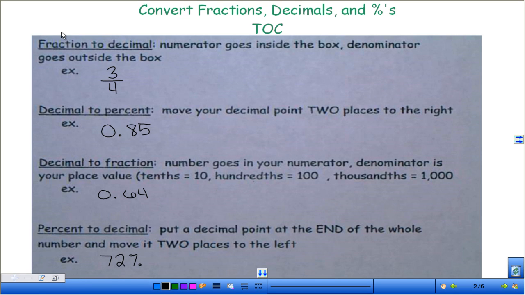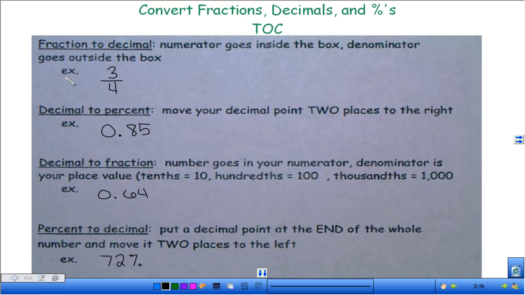So the first one we're going to talk about is how to change a fraction to a decimal. It's the first one on your little half page. To change a fraction to a decimal, your numerator goes inside the box, your denominator goes outside the box, and you divide. Instead of writing it with a remainder, which is what we did with improper fractions and mixed numbers, you go back to writing it as a decimal, okay?